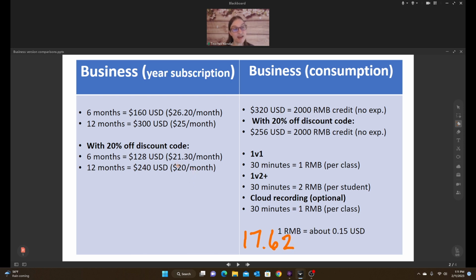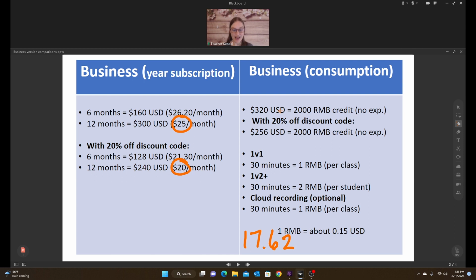So if I compare that to my subscription with my discount of $20, it's still a little bit cheaper for the consumption. And if I eventually have to pay the full price, so $25 a month, I'm definitely saving more money with the consumption. But it's important to remember to think about the long term.